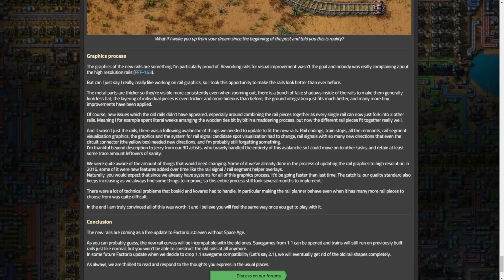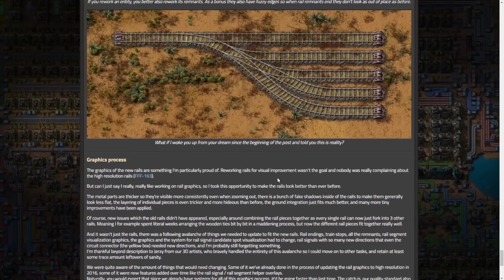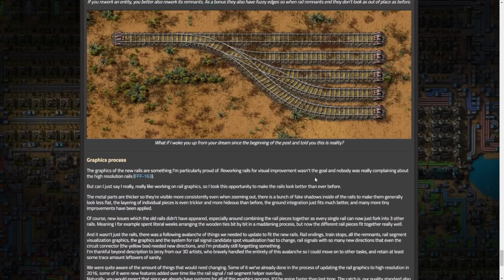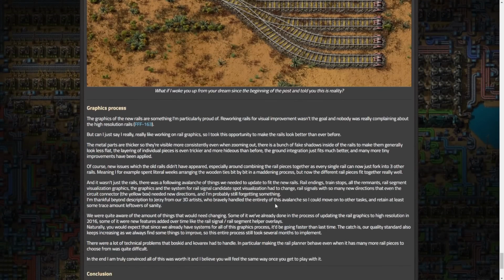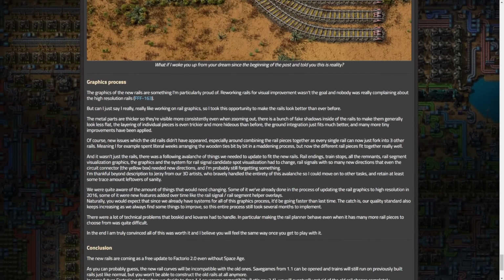Again, this is not a criticism, but I can see how this could be difficult because their quality standard just keeps going up and up and up because they're always finding new stuff to improve on. I do feel like at some point they just have to settle with something and be like, yeah, okay, this is good. Now, again, these rail improvements are not in any way bad. These are fantastic. I really look forward to them, and I think it will be worth it.